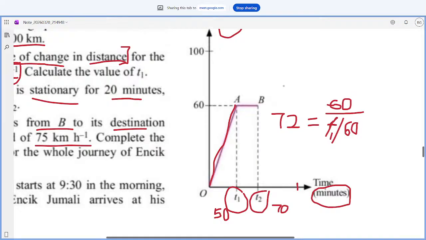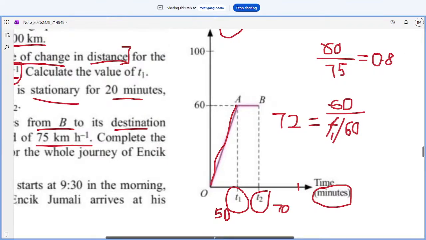Okay, so time is equal to distance over speed. Distance is 60, right? Okay, because he goes back. Distance 60 over speed. Speed is 75. Okay, so you guys boleh tekan calculator lah. 60 over 75. So your time is 0.8. 0.8 is what, guys? What unit? 0.8 ni unit apa? Jam, minit atau saat?